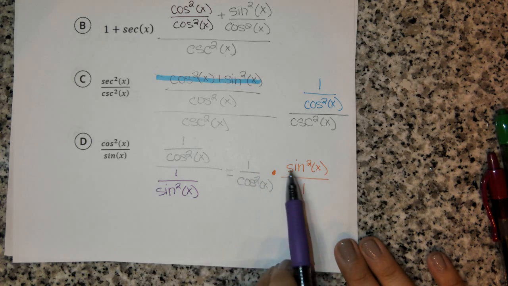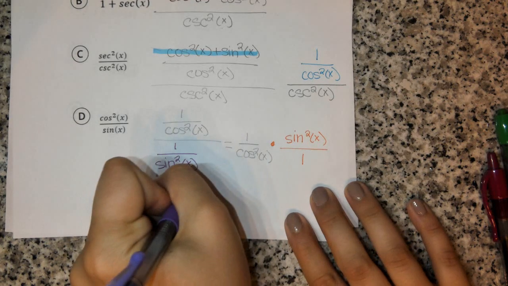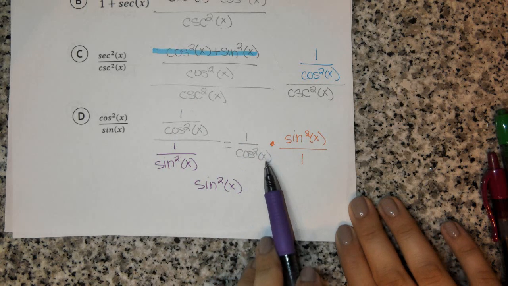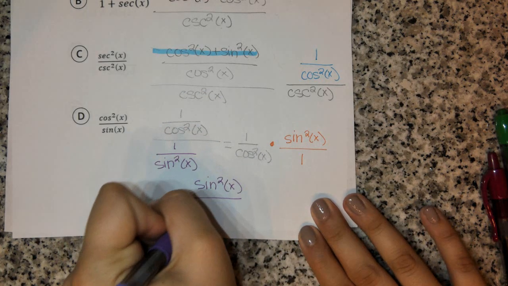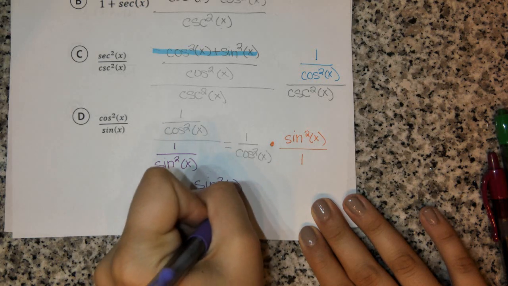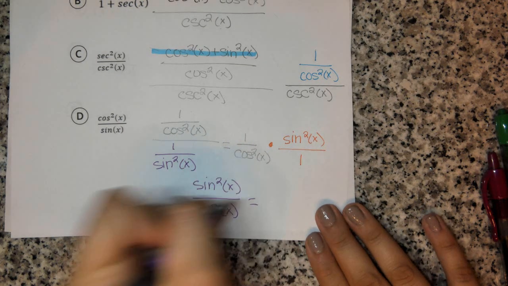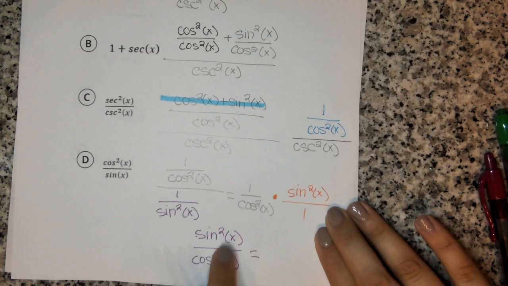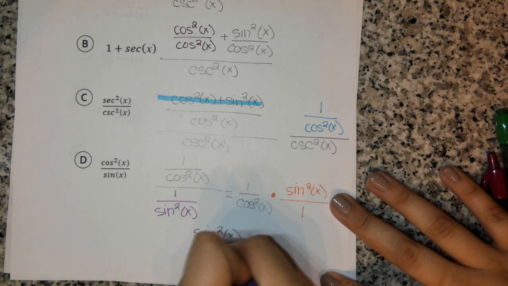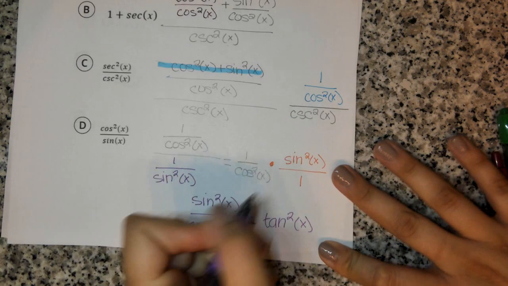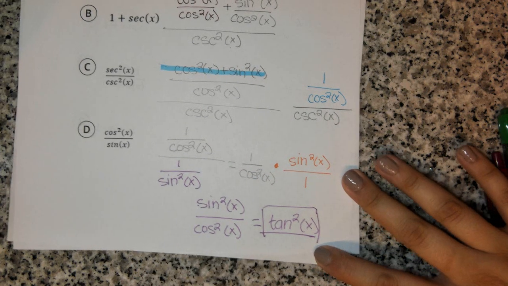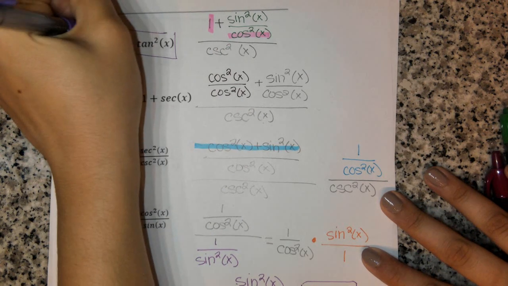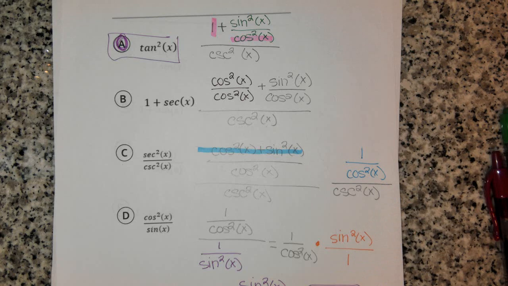So I do 1 times sine squared of x. I get sine squared of x. On the bottom, I do cosine squared of x times 1, which leaves me with cosine squared of x. Well, we know sine over cosine is tangent. So sine squared of x over cosine squared of x is just tangent squared of x. We look at our answer choices, and that's answer choice A. So A would be our answer choice. Yes, I know this is a lot of work.